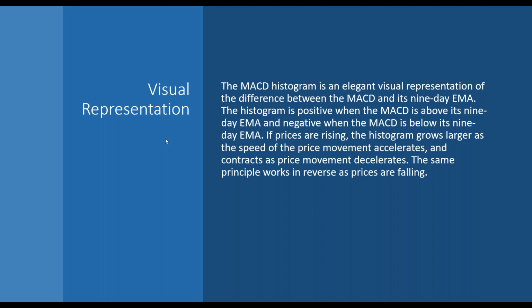Okay. So the MACD histogram is just simply an elegant visual representation of the difference between the MACD and its 9-day EMA. The histogram is positive when the MACD line is above the 9-day EMA and negative when the MACD line is below. If prices are rising, the histogram grows larger as the speed of the price movement accelerates and contracts as the price movement decelerates. The same principles work in reverse as prices are falling.